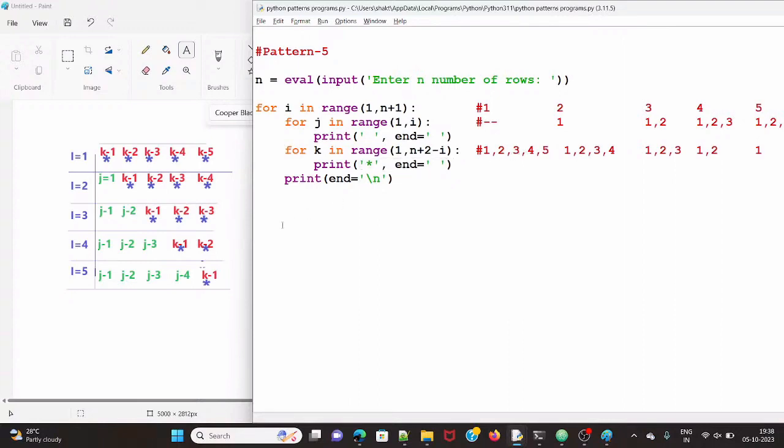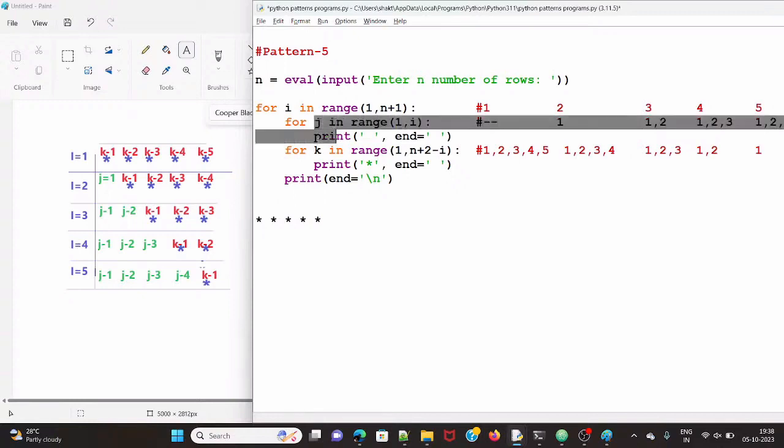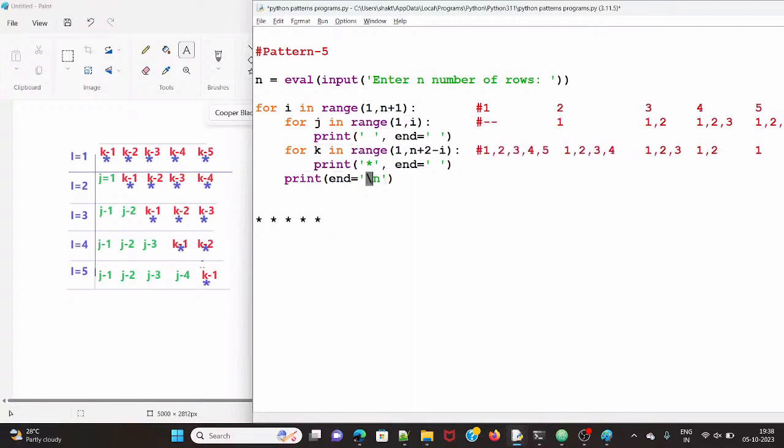When k value 1, star space. k value 2, star space. k value 3, star space. k value 4, star space. k value 5, star space. Now j iterations and k iterations are over. Then go for a new line.